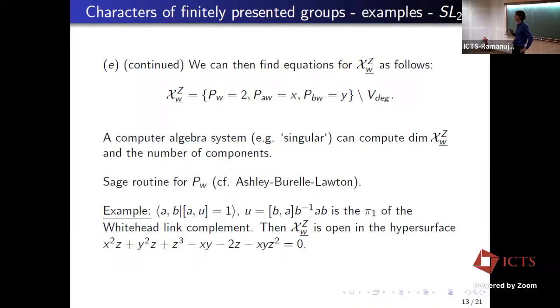So for instance, if you take this famous Whitehead link complement, then it has this very simple presentation. And then you can compute the character variety. Well, that's going to be an open subset in this hypersurface. So you can compute these polynomials in each case to get lots of examples.